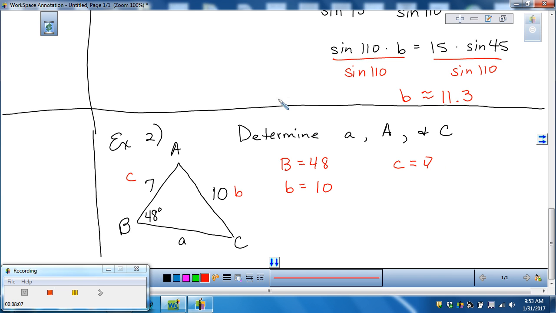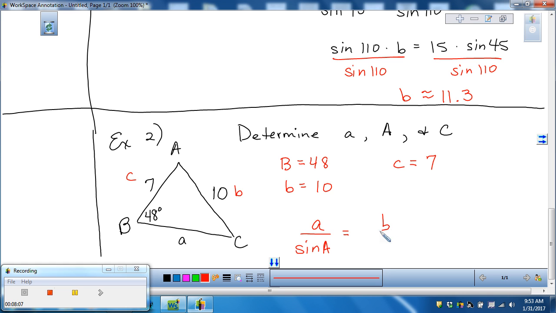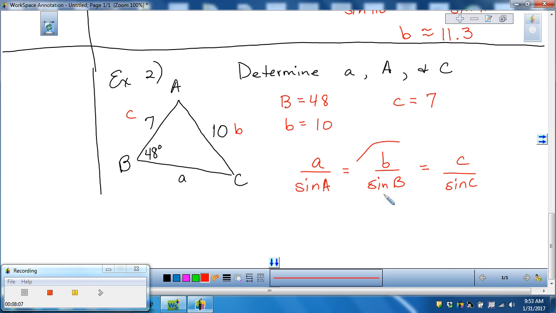So once I have determined the parts that I have, now I'm going to go set up my proportion using law of sines. I don't have any of my a parts given to me, so I can't use that part of the law of sines, so we're going to use the b and the c parts. So from law of sines, it's a over sine of A, b over sine of B, c over sine of C, and we're going to use these two parts because these are the parts we know.